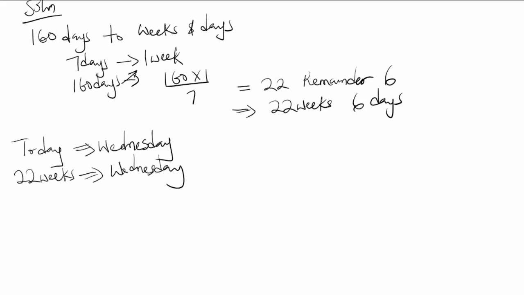Then, to know the actual day of the week after 160 days, you then add 6 days to Wednesday.